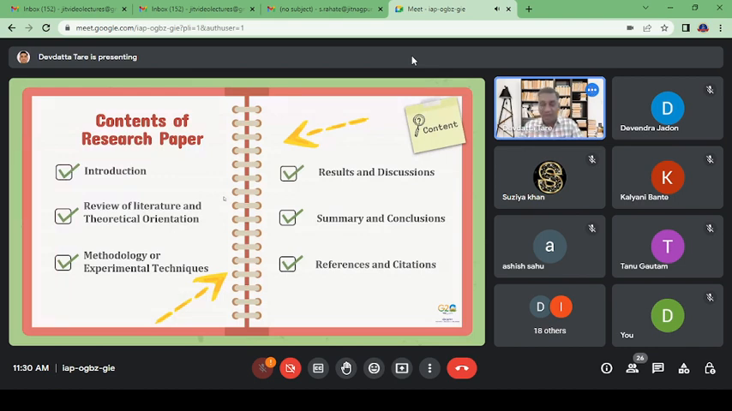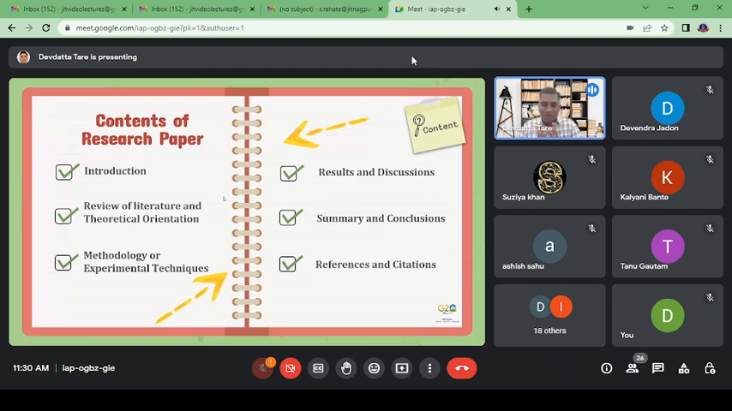Review means we will try to point out similarities across all papers. We will try to find out differences where every researcher has differed, or where we may differ as per their conclusions. So this is your review of literature and theoretical orientation. Then the third point, which you should always explain in your research paper. Any research paper you see, you will find these things are always there. The third thing is methodology or experimental techniques.